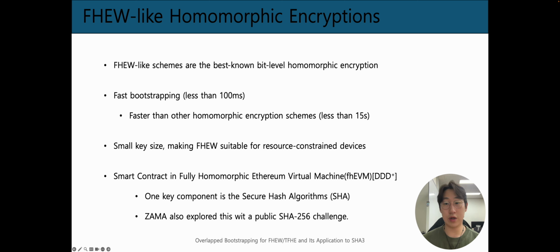And recently, Zama introduced a challenge to build SHA-256 using fully homomorphic encryption, which shows the growing interest in applying fully homomorphic encryption to real-world cryptographic functions. In this work, we focus on evaluating Keccak.